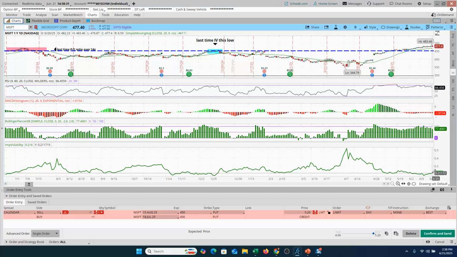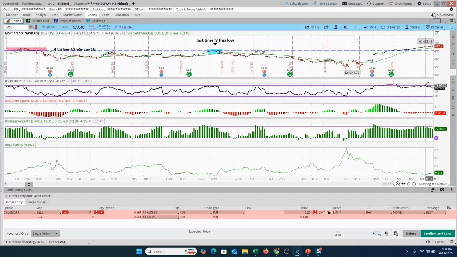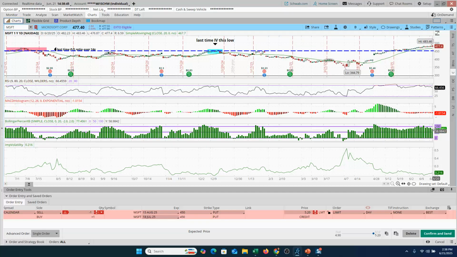We don't jump in front of the trend. Wait for it to start to show some reversion. Here, implied volatility starting to pick up a little bit. 9-day RSI getting to overbought but starting to weaken. Bollinger percent B, same thing here.